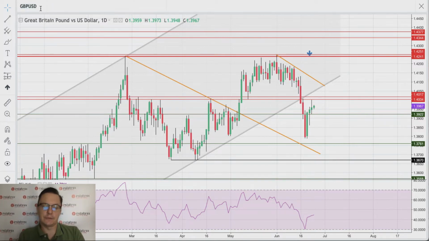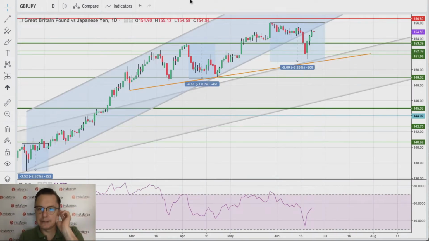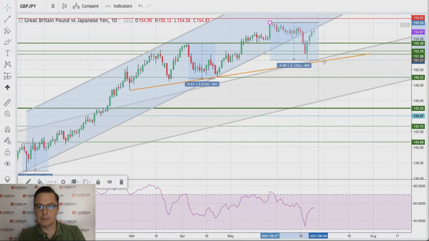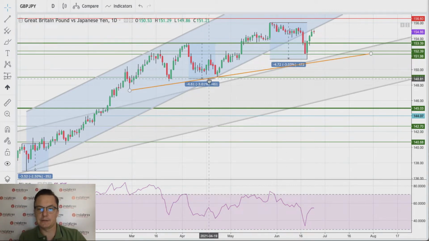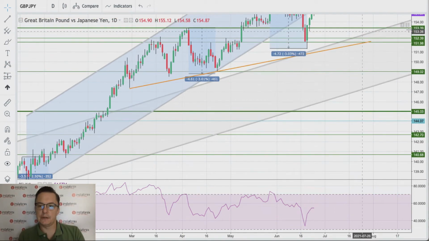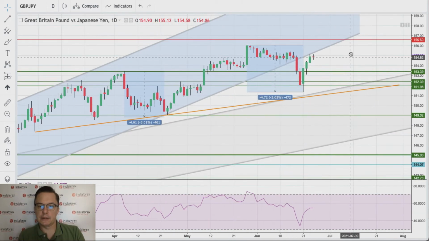So that's the outlook for the British pound. What is going on with the British pound and Japanese yen? Well, the situation is kind of similar. We had a moment of downside movement. As you can see, this correction is 3.3%, this correction is 3% as well, 1-to-1 market geometry in terms of the corrections. Let's take a look a little bit closer at the British pound to Japanese yen.